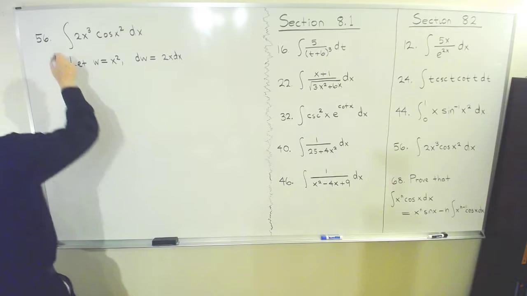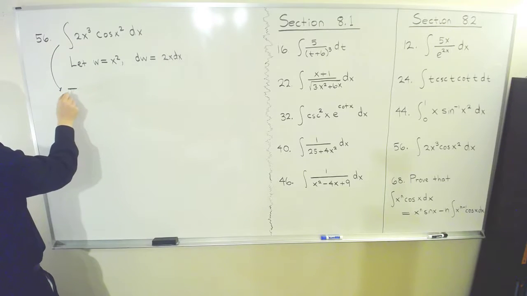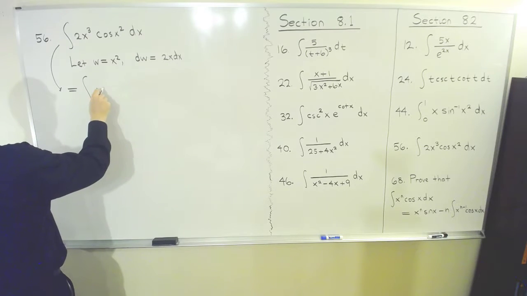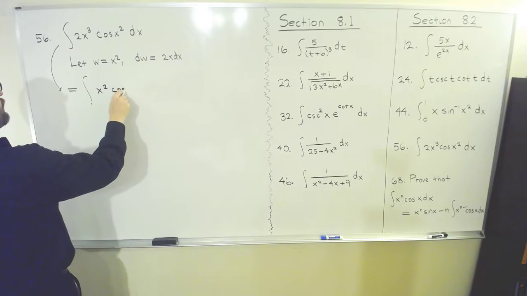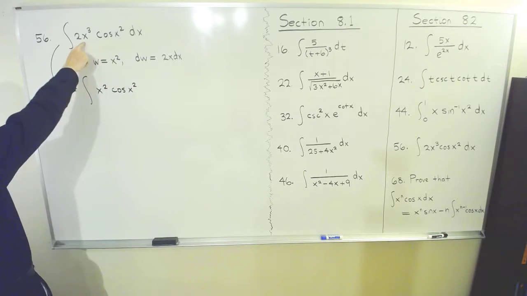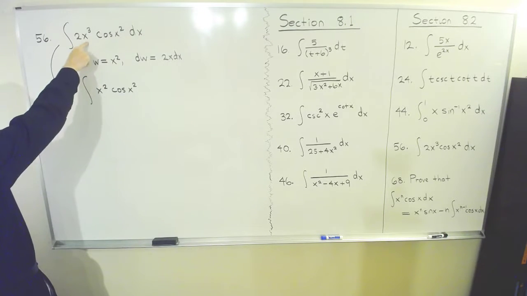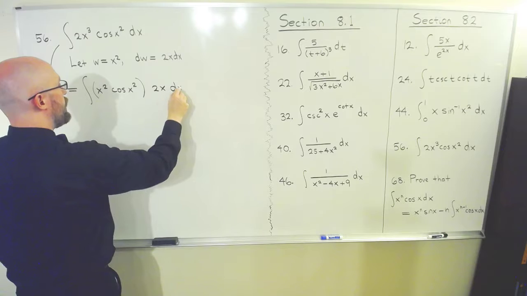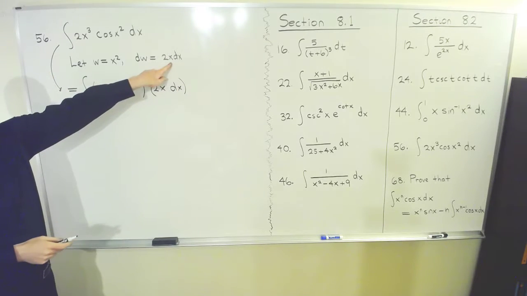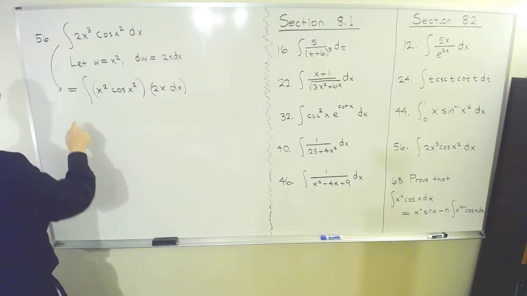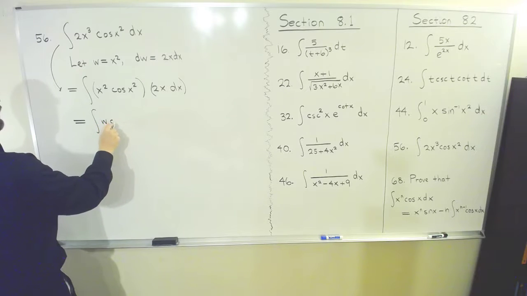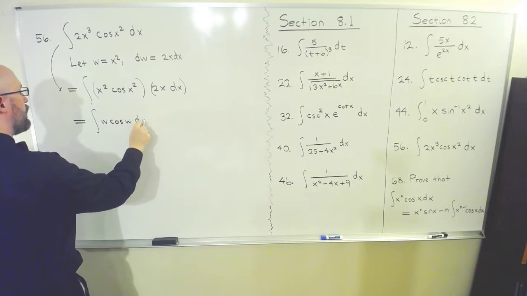And then watch the way I'm going to write this. I'm going to write this as equals integral of, I'm going to write an x squared cosine x squared. So I've taken out of this a 2x cubed, I've taken an x squared out, so I'm left with a 2x, and I'm going to put the 2x at the end here, 2x with the dx. Now why have I done that? Well, because that's exactly what shows up here, 2x dx. Now I can do the substitution. So I'm going to write this now as w cosine w dw.